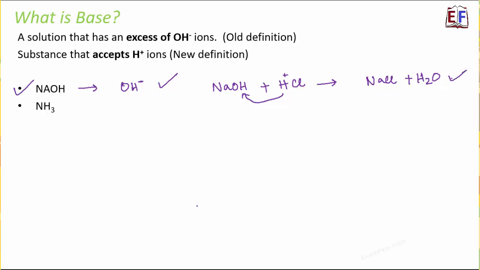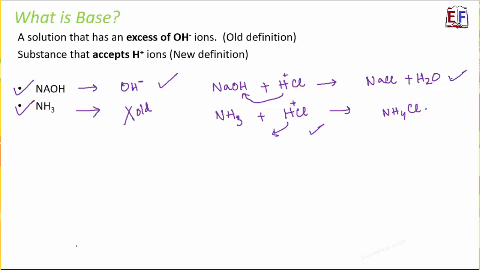Now let us look at the second example, NH3, ammonia. This is a base, but if we look at the old definition, does it have OH- ions? No. So the old definition is not true in this case. But as per the new definition, does NH3 accept hydrogen ions? Yes, it does. Let us look at this reaction. What happens when NH3 reacts with HCl? HCl again releases H+ ions, and NH3 accepts them and forms NH4Cl. Right? So even though NH3 doesn't have OH- ions, it still accepts the hydrogen ions released by the acid. Correct? So that means the new definition is correct.